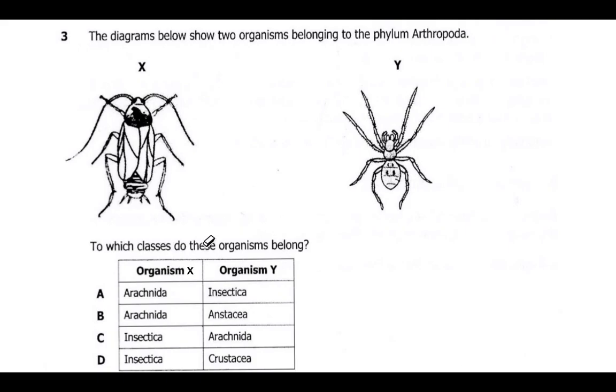If you look, this one is organism X. Organism X has the characteristic feature of 6 legs: 1, 2, 3, and then 4, 5, 6. So 6 legs in total. So this organism should belong to the class Insecta. So these other answers aren't right. Then we come now to organism Y. Organism Y has 8 legs in total: 1, 2, 3, 4, 5, 6, 7, 8. So it should belong to Arachnida. So our answer there is C.